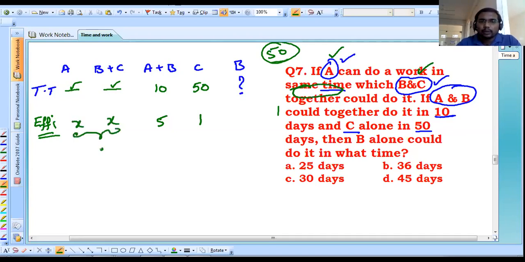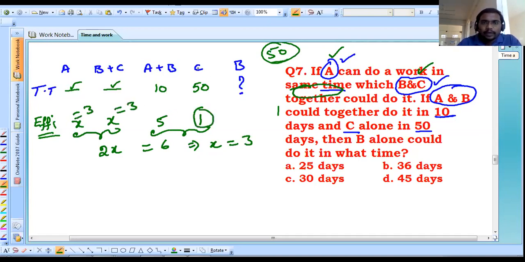This total 2X is equal to A plus B plus C, which is 6. That means the X value is 3. A completes 3 units per day. B and C complete 3 units per day. But C alone completes 1 unit, and B and C together complete 3 units. That means B alone completes 2 units per day.